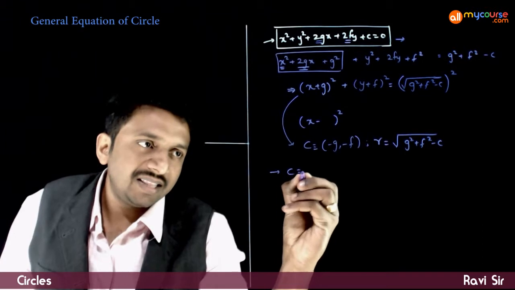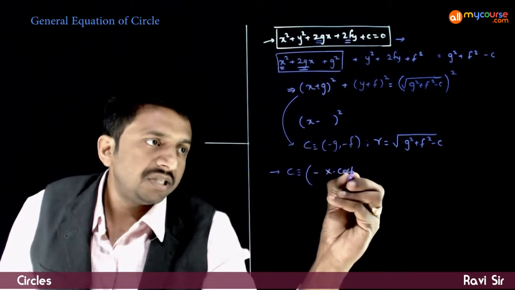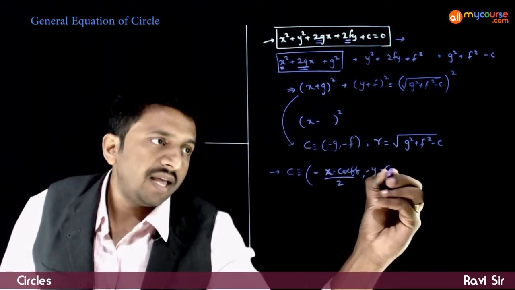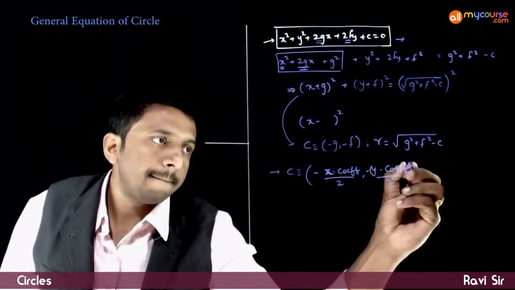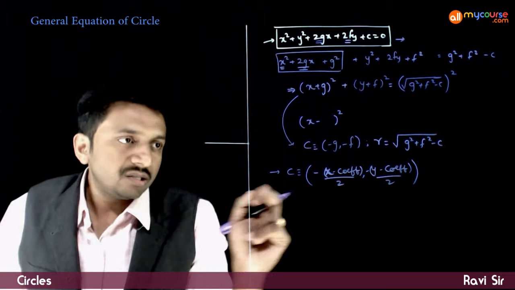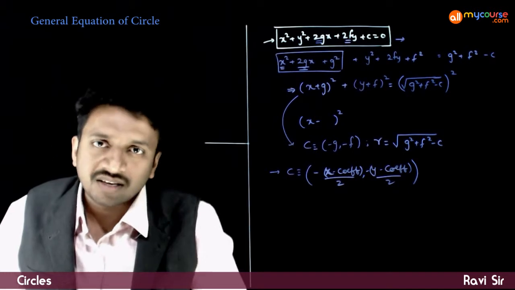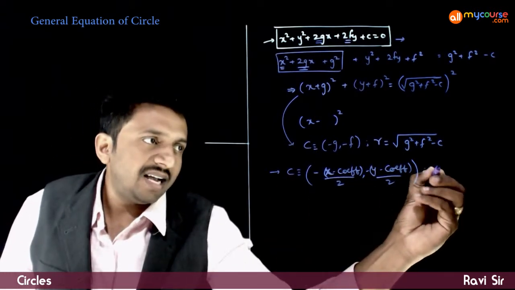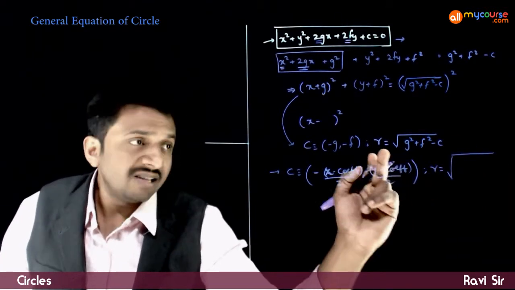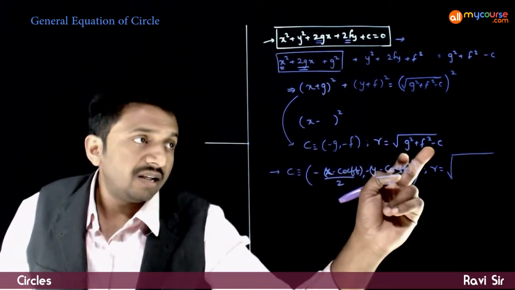So the center is nothing but minus of g, which is x coefficient by 2, and minus of y coefficient by 2. So you have some x coefficient and some y coefficient. So minus of x coefficient by 2, minus of y coefficient by 2 is the center of the circle. And the radius is nothing but root of, I won't be writing this, I'll just tell, g is nothing but x coefficient by 2 whole square plus y coefficient by 2 whole square minus constant term.